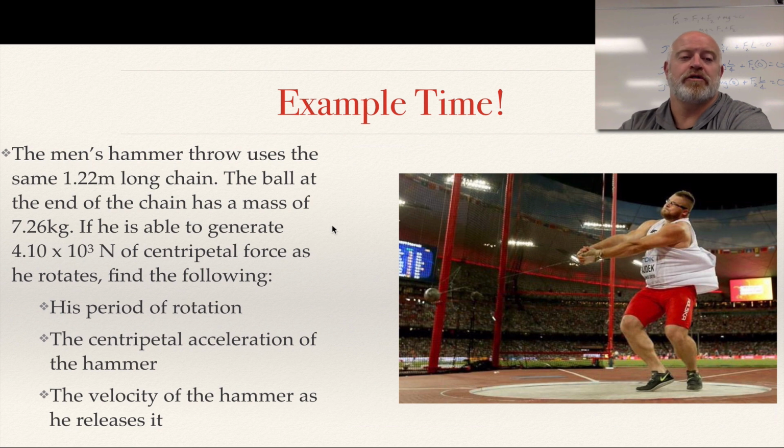Now we're going to do the men's hammer throw. Same radius, okay? However, the ball at the end they use for the men is much, much heavier than the female one. So it's 7.26 kilograms. It's almost double that. In this case, we know the force that is able to be generated. So it's 4,010 newtons, or 4.10 times 10 to the third newtons of force.